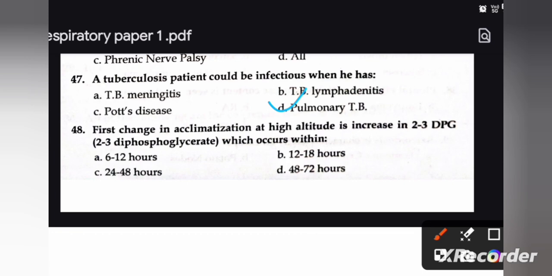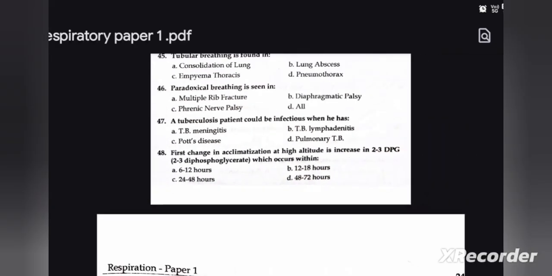Next question is, the first change in acclimatization at high altitude is increase in 2,3-DPG, 2,3-diphosphoglycerate, which occurs within A. 6 to 12 hours, B. 12 to 18 hours, C. 24 to 48 hours, and D. 48 to 72 hours. The right option is C. 24 to 48 hours.